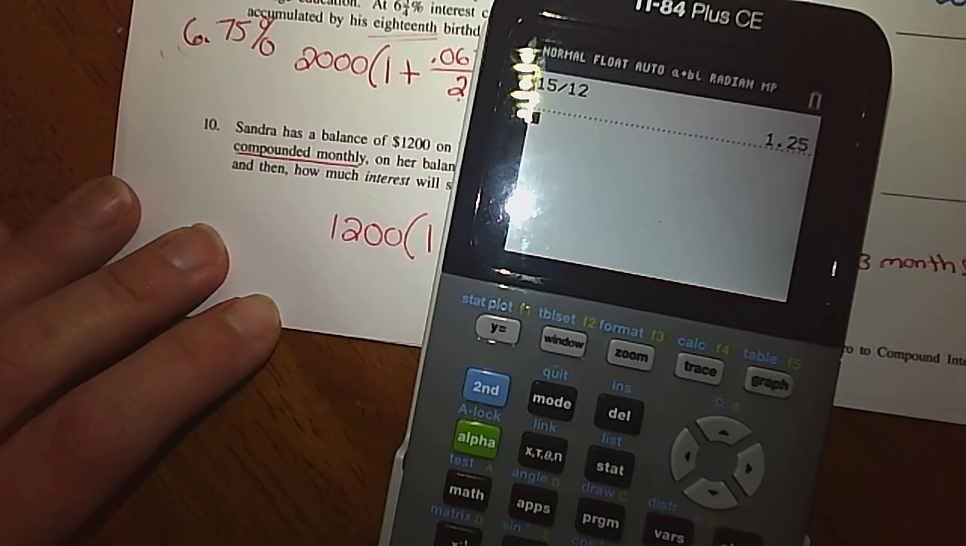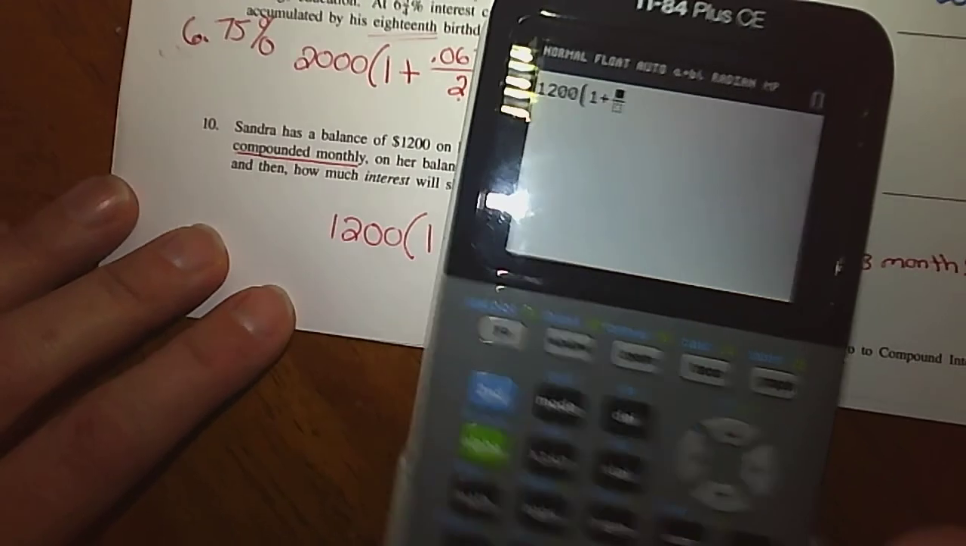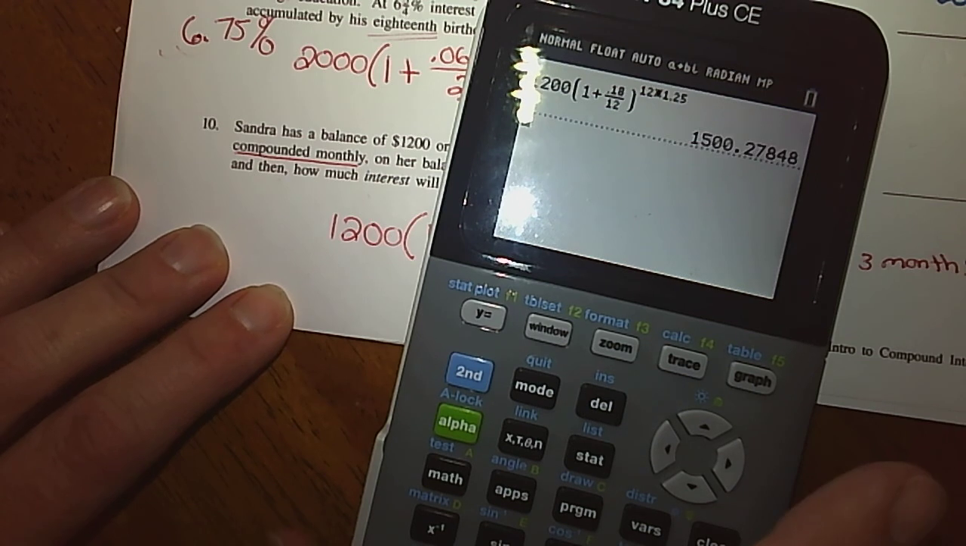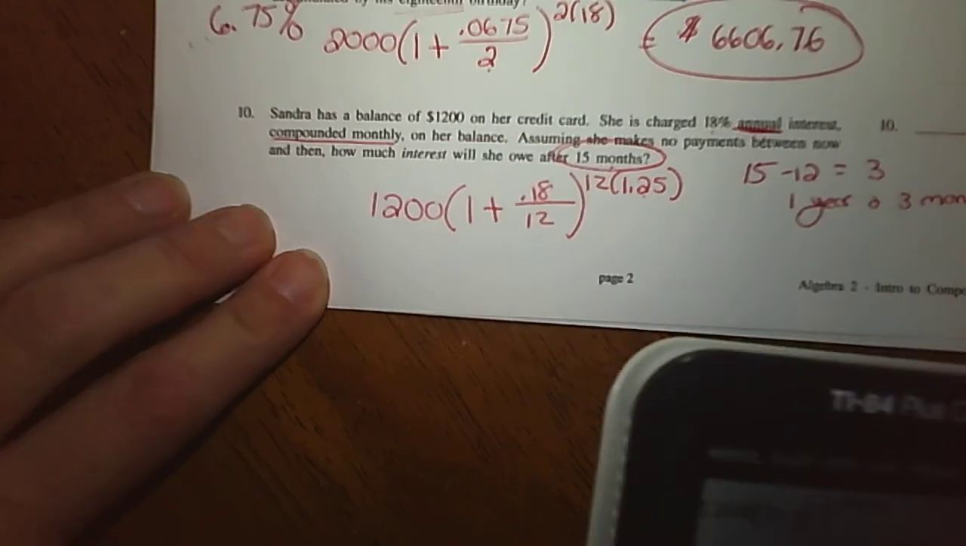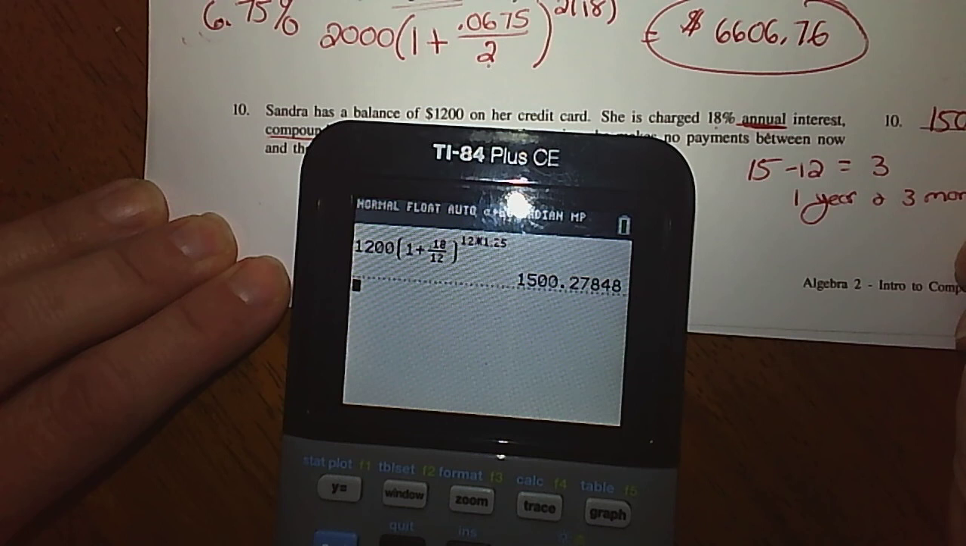So now I'll go to my calculator. 1,200, 1 plus, what was the percent? 18% over 12, raised to the 12 times 1.25. Let's see here. Compounded monthly. I'm getting 1,028.